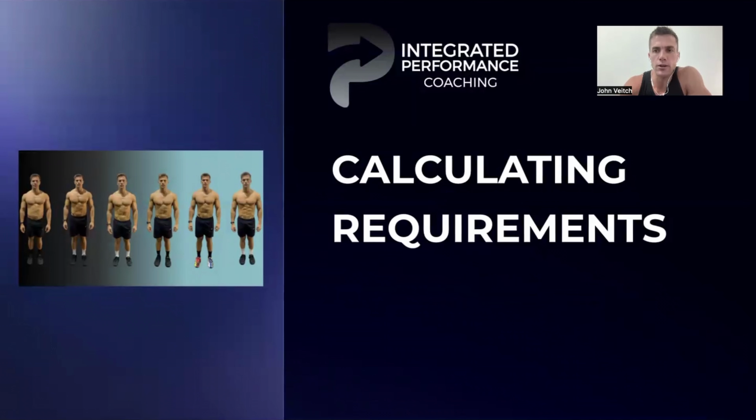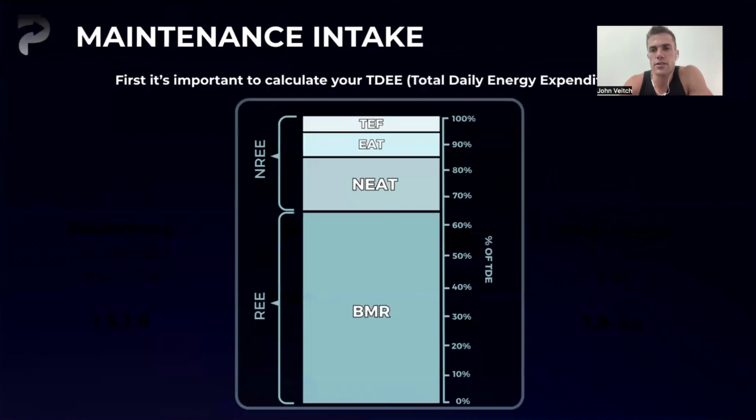So we're going to go through how to calculate requirements. The first thing we need to do is understand what our total daily energy expenditure is. So this is made up of BMR, which is your basal metabolic rate. So this is actions like general circulation, breathing, surviving, basically. Then we have NEAT, which is non-exercise activity thermogenesis. So this is things like fidgeting, walking around, daily movements, daily tasks. EAT is exercise activity thermogenesis. So this is training that you do in the gym. And the last one is TEF, which is the thermic effect of food.